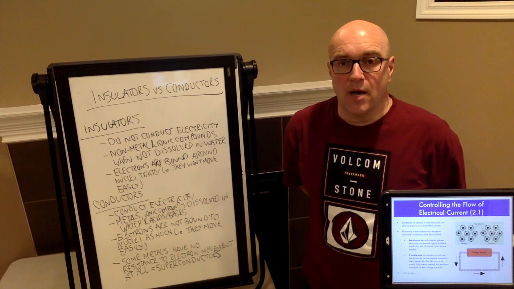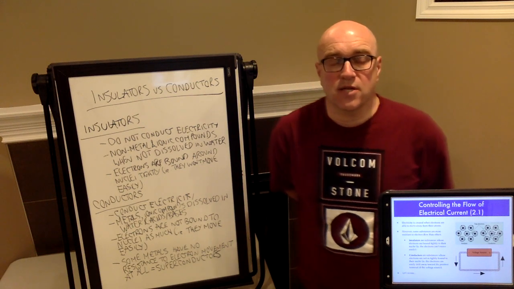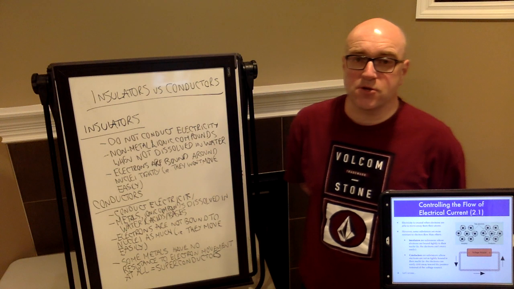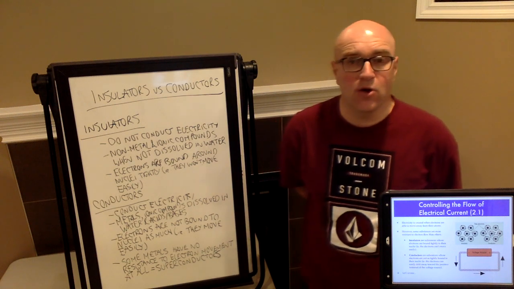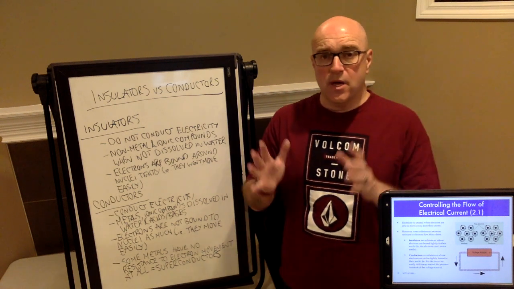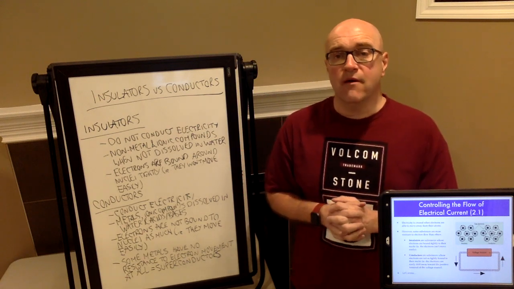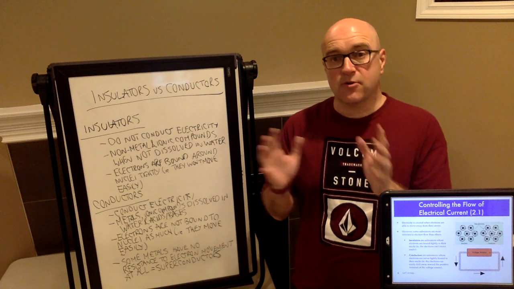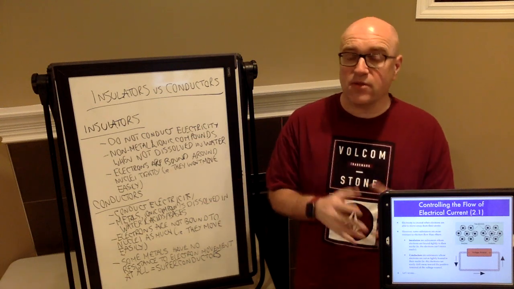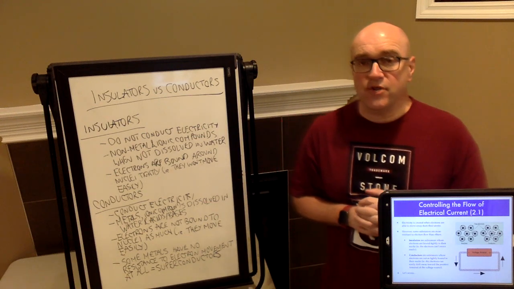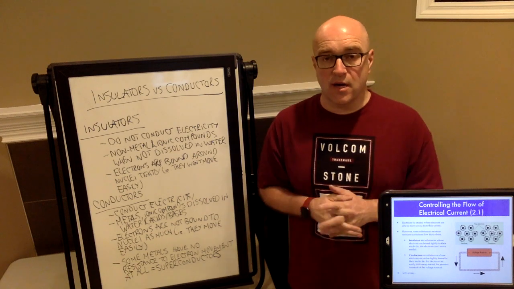Hey, grade nines. We're back again today discussing topic 2.1 of the electrical unit, which is controlling the flow of electrical current. Today, I want to discuss the significance of conductors and insulators, which we've already discussed, and the topic of what we call resistance in an electrical circuit.